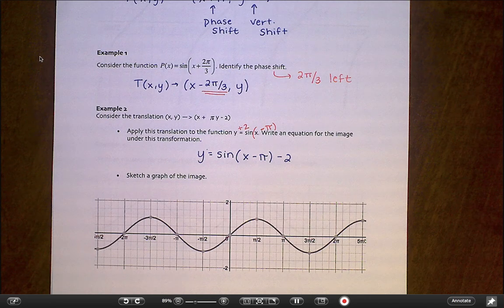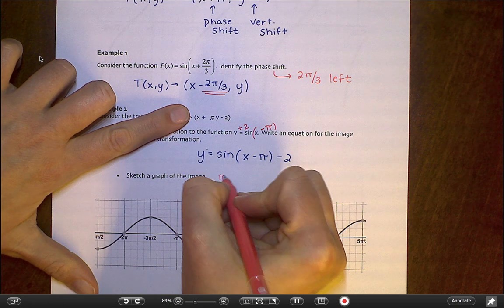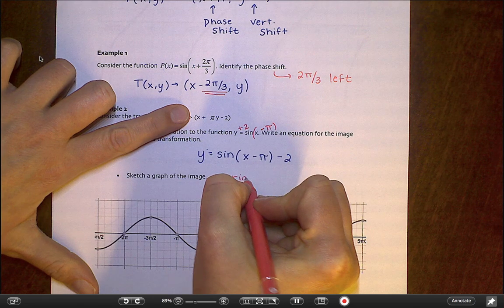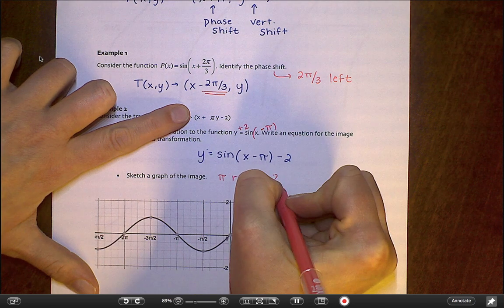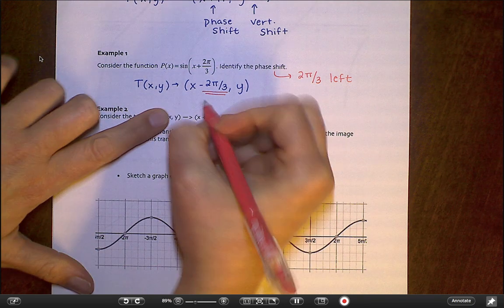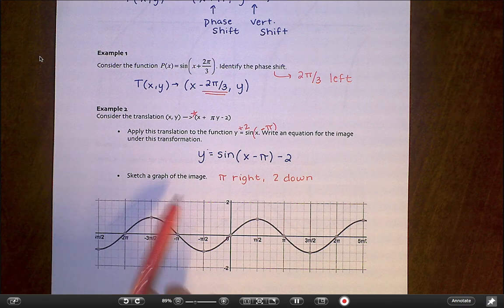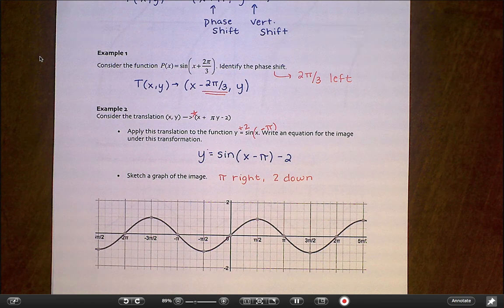I want to remind you of what we said when we started this example. We said that this would move pi to the right and 2 units down. That just came from my rule. We're going to need that when we go to sketch this graph. So that's why I wanted to remind you of what we said and write it down so that you would remember.